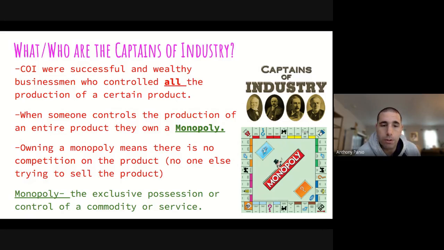Now, you're going to learn that some of these people are some of the richest human beings in American history. If you take the money they made at the time and inflate it for the money of this time, they will be richer than any other human being in American history. So we're going to look at why they became the most successful in terms of money and the most wealthy businessmen of all time. Okay, a captain of industry was known as a monopoly owner.